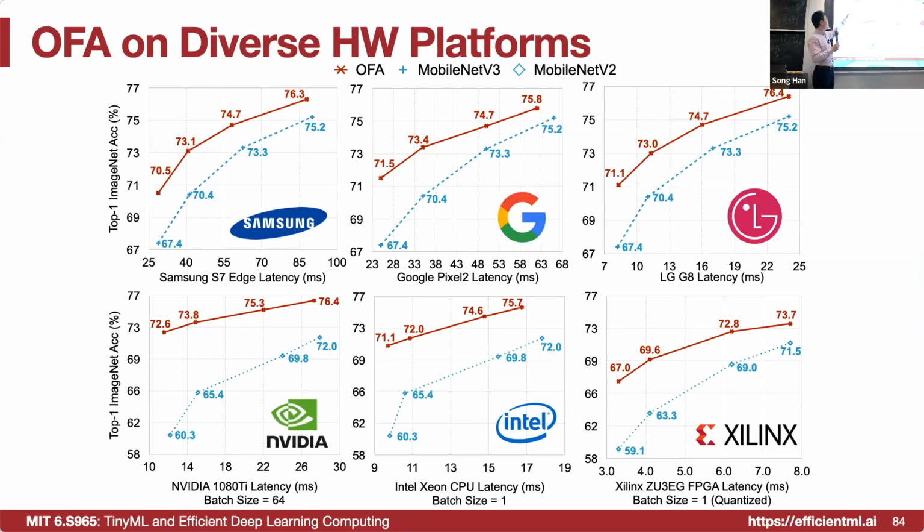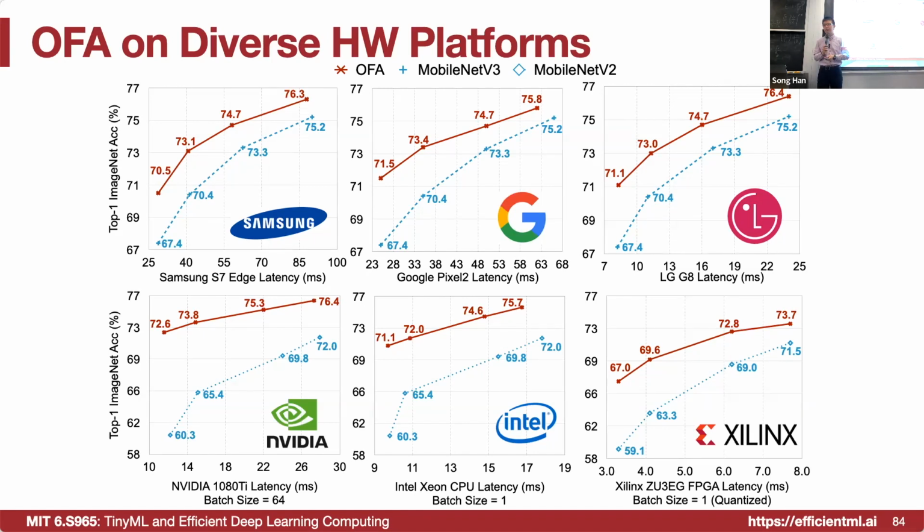So this is the performance of this one-for-all model on diverse hardware platforms, including the Samsung phone, Google phone, LG phone, the GPU, the CPU, and FPGAs. For example, on the GPU, we can reduce the latency from about 28 milliseconds to only about 12 milliseconds, with the same or even better accuracy.